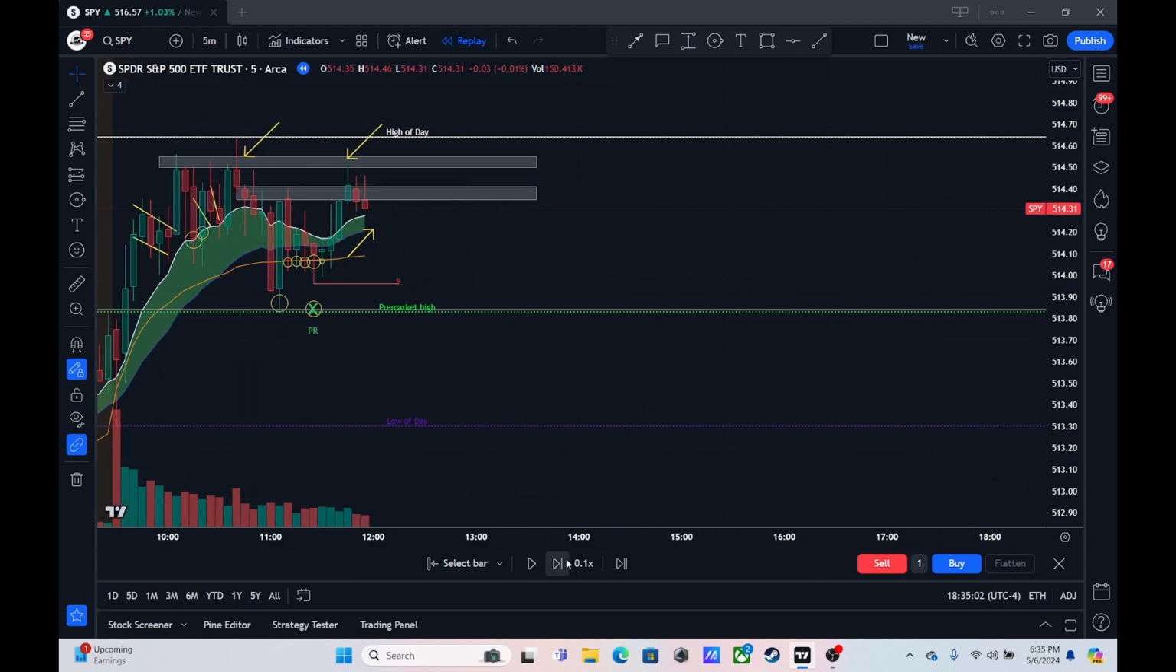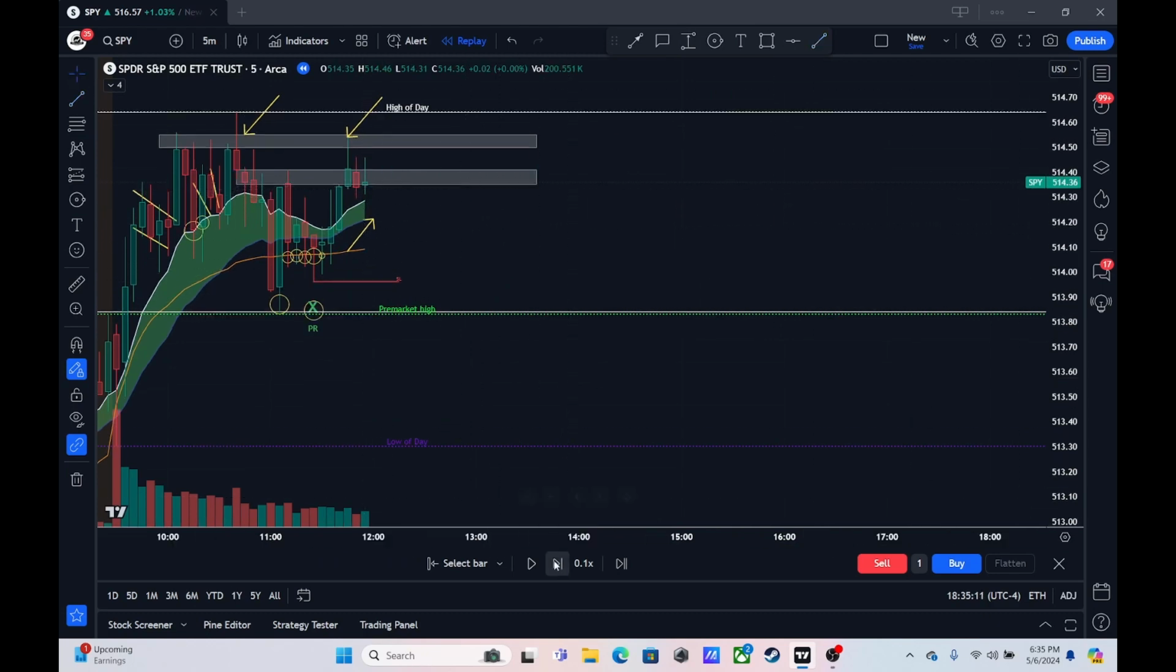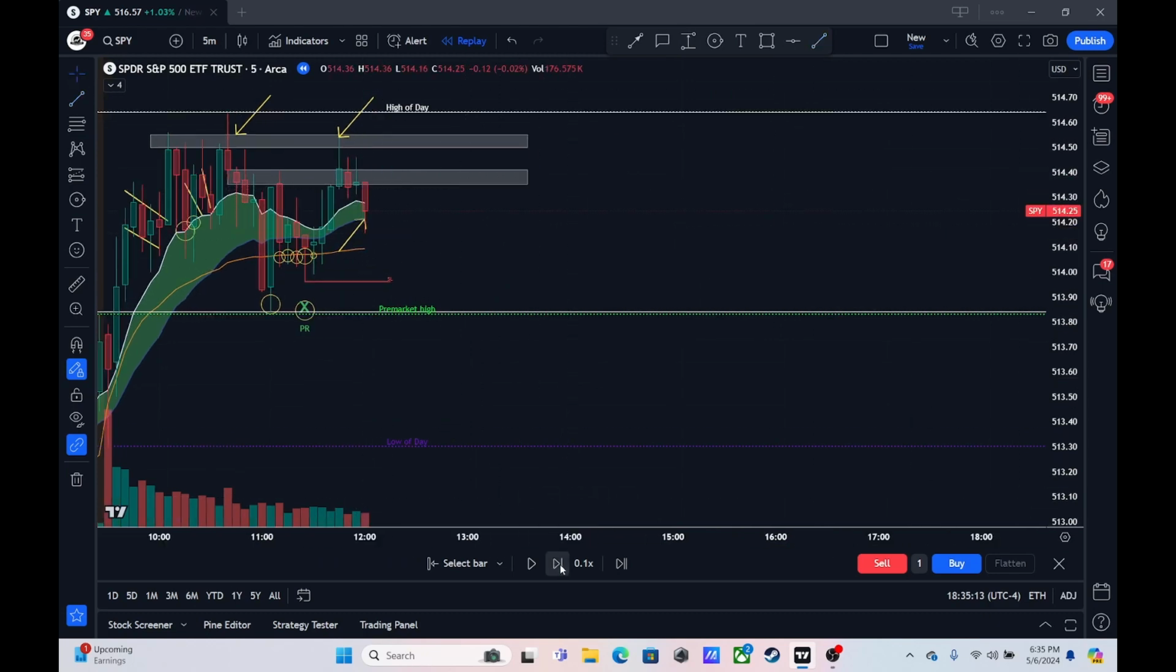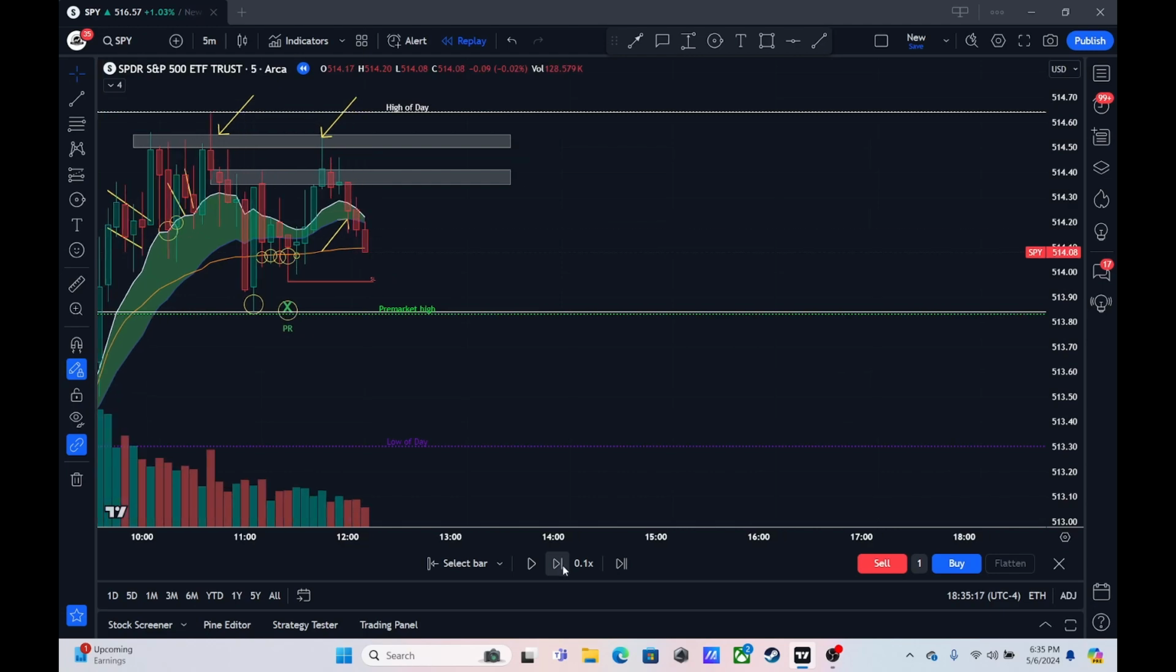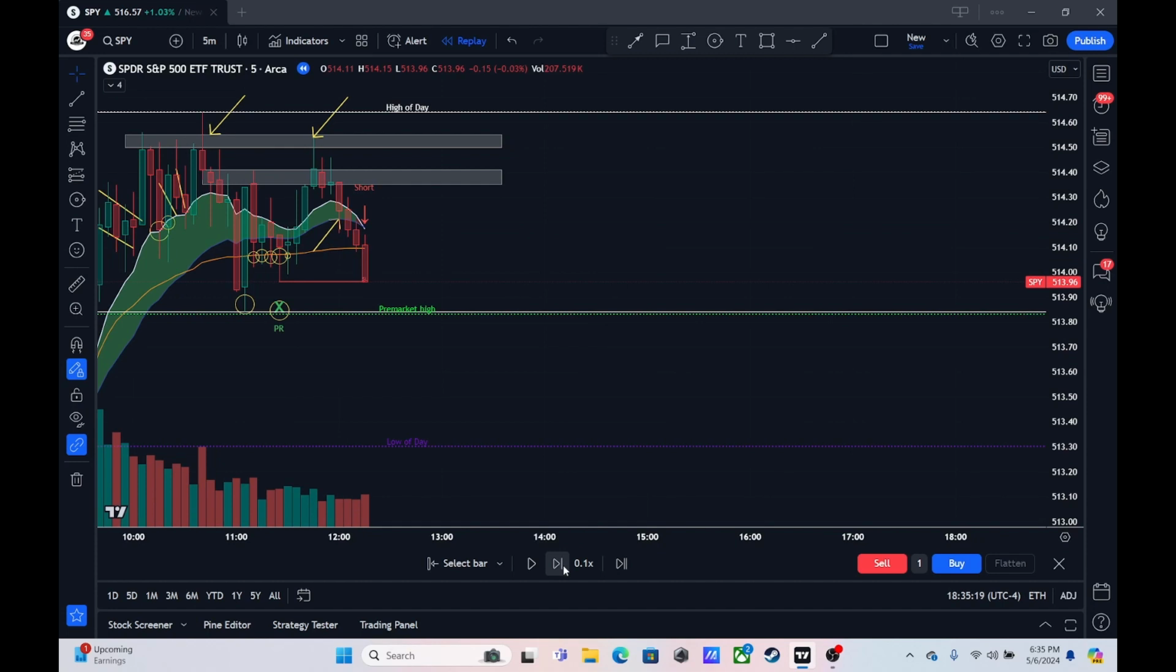So anyway, we failed to break out of both of these areas. This looks like it could be setting up for a bull flag here, but we do know that we have this area of resistance, so we're just going to wait and see what happens. We pull back into the cloud, starting to show a little bit of support, but we close below the cloud, retesting VWAP, and then VWAP fails, and then we get our short signal.